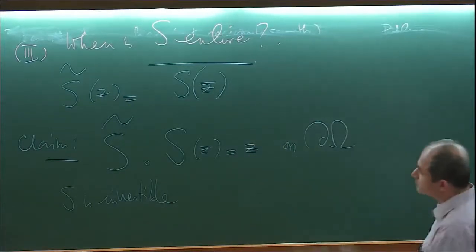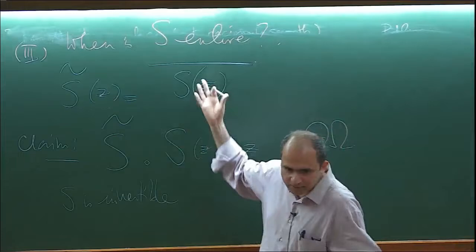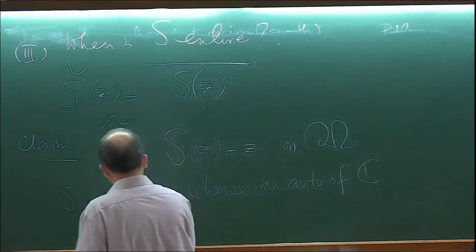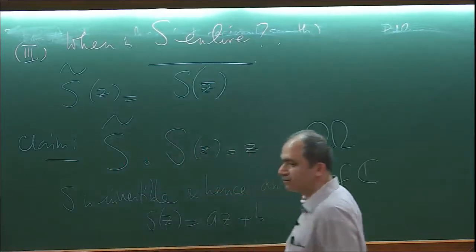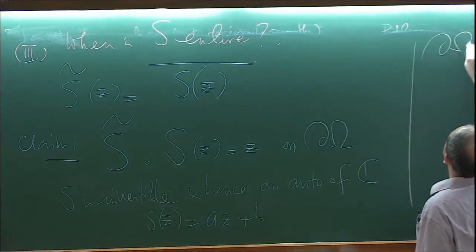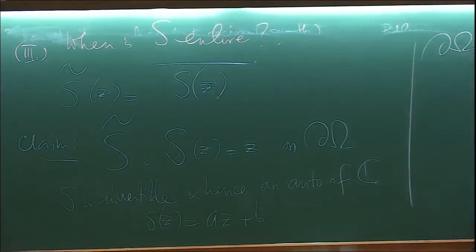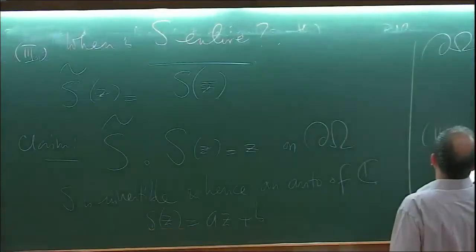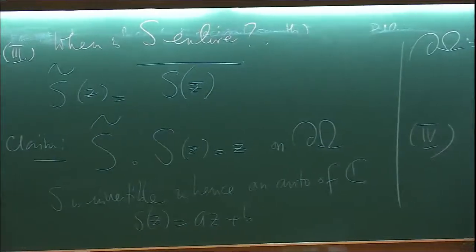And because I'm assuming this to be an entire function, what are the automorphisms of the complex plane? That's what this is asking for. So S is invertible, and hence an automorphism of C. So S must have a very special form. This must be AZ plus B for some A and B. And hence the boundary is exactly all those Z such that S is equal to Z bar. In other words, all the Z such that AZ plus B is equal to Z bar. And this is in fact a straight line. So global properties of S actually force the boundary to be very nice and simple. Now let's relax this condition a little bit and ask, when is S meromorphic on C?